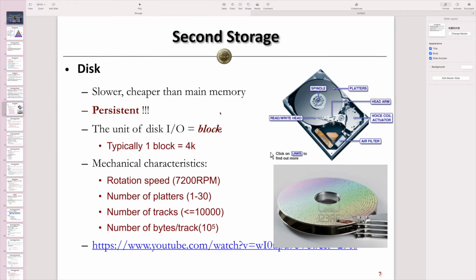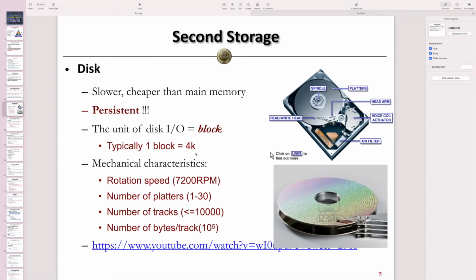However, data stored on the plates can be persistent no matter what happens, right? And each unit for the disk I/O, input and output, can be denoted as one block. Normally for the conventional disk, one block is about 4K bytes.